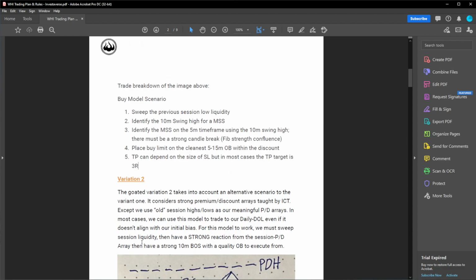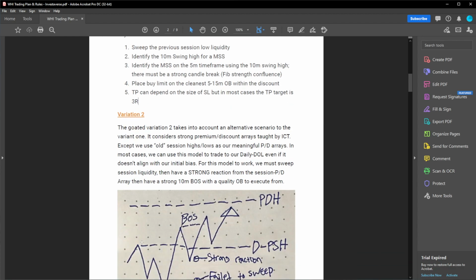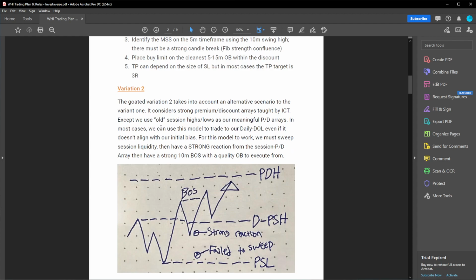So now let's go through the EM1 variant 2. I like to call it the goated variation. Variation 2 takes into account an alternative scenario to the variant 1. It considers strong premium discount arrays, which was taught originally by ICT himself, except I use old session highs and lows as our meaningful PD arrays.